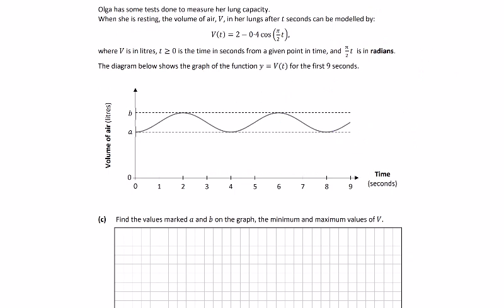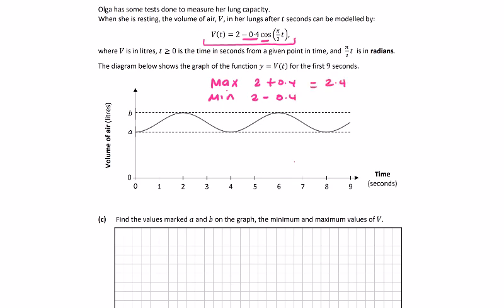Olga has now done some tests to measure her lung capacity. When she's resting, the volume of air in her lungs after t seconds is given by this. Okay, so let's just get the max and min straight away here. It looks like we're going to need it. The max is going to be 2 minus 0.4 by minus 1, so 2 plus 0.4. And the min will be 2 minus 0.4.